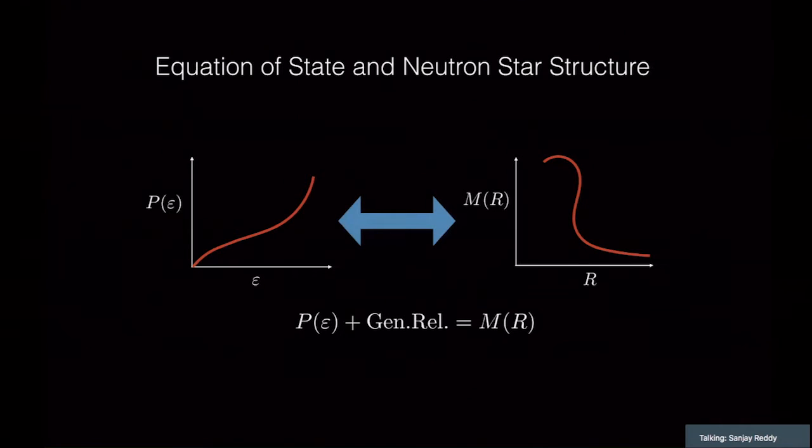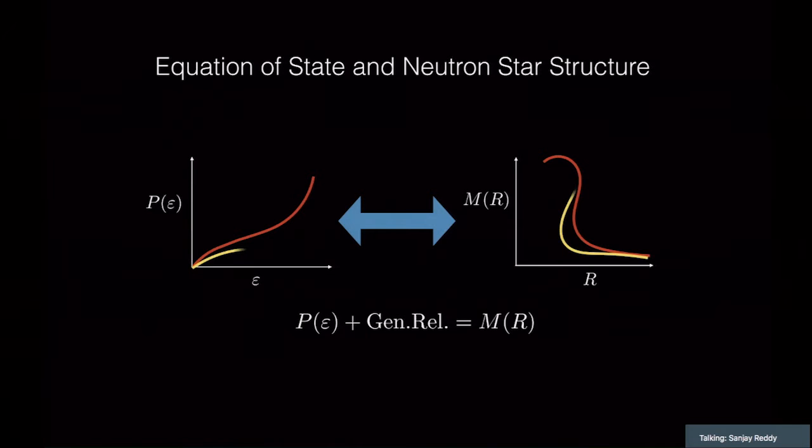So again, there's a very simple one-to-one correspondence between the pressure as a function of energy density, which is shown on the left, and the mass as a function of radius. So this feature is what we use to learn something about the pressure energy density relation by observing neutron stars of different masses, and hope that we can reconstruct the pressure energy density curve if we know the masses and radii of a few neutron stars.